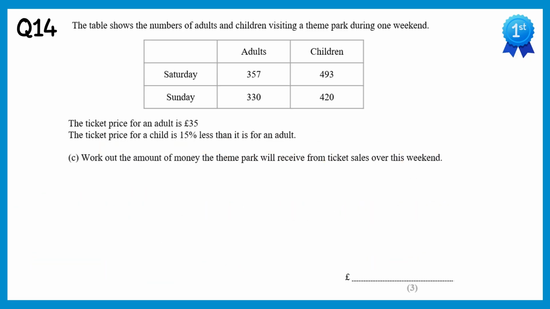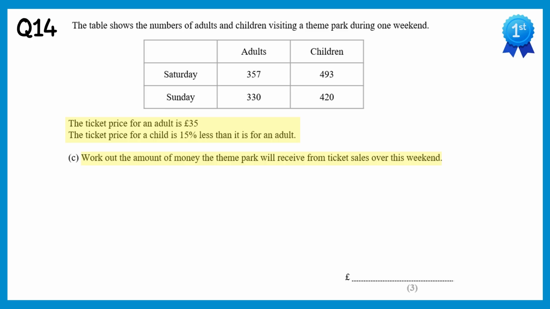For the last part of this question, we need to work out the amount of money that the theme park will receive for the ticket sales that weekend. We're given some information about the ticket prices. Adults are £35, but a child ticket is 15% less. So let's work out the price of a child ticket. To do this, we'll find what 15% is and then take it off. So let's find 15% of £35 first.